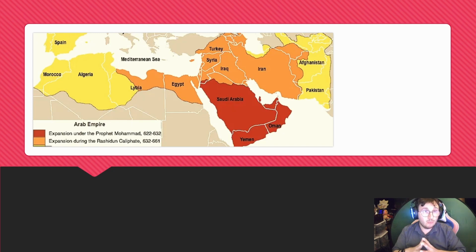Now, again, Islam will spread throughout the Middle East, parts of Northern Africa, and parts of Europe and Asia. So if you look at this map, we can see that the Arab or the Islamic empires spread. They spread under the Prophet Muhammad was in the dark red, in the orange we have the expansion during the Rashidun Caliphate, and then the yellow will be the size of the Umayyad Empire, which will last until about 1031.